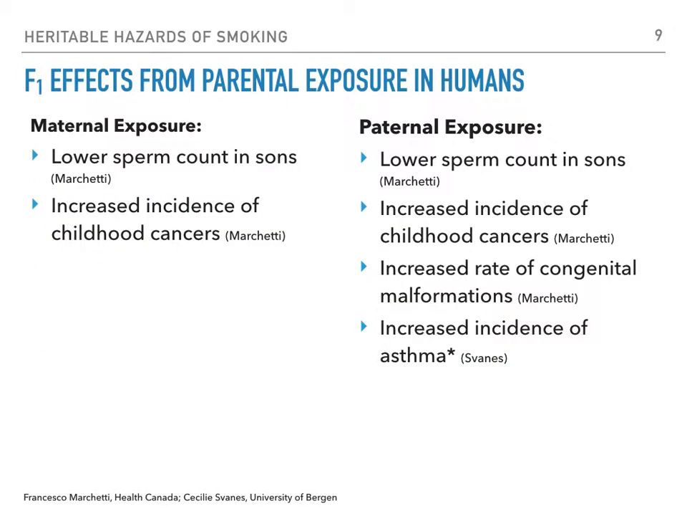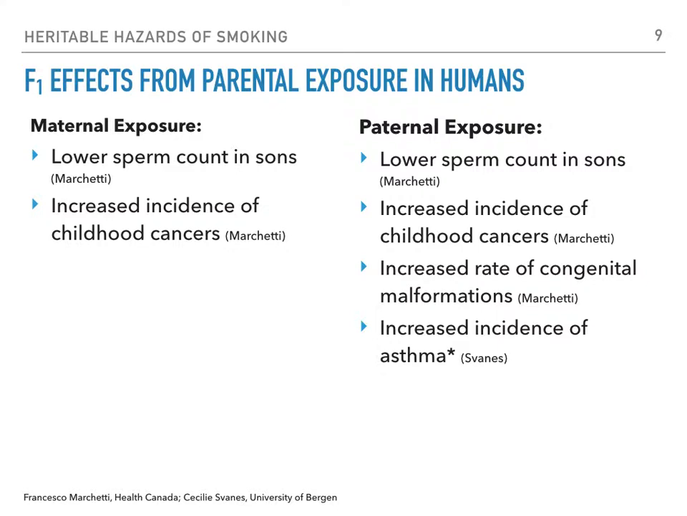And then, since we're looking at multiple generations, because the direct effects in those sperm cells in the parents can have downstream effects in the future offspring, the presenters provided us with some effects in the F1 generation, and I'm starting with human effects that have been documented from epidemiological studies. So for both maternal and paternal exposure, you see lower sperm counts in the sons of exposed parents, as well as increased incidence of childhood cancers, as well as, with paternal exposure, increased rate of congenital malformations, and increased incidence of asthma.